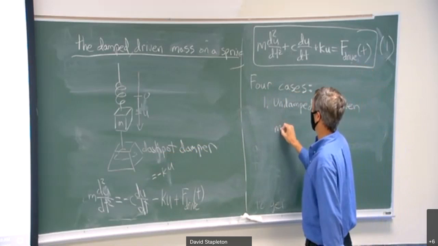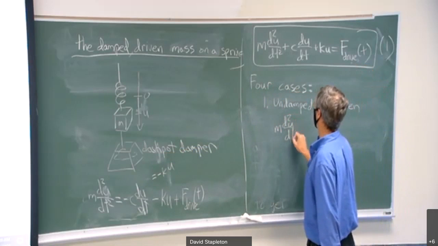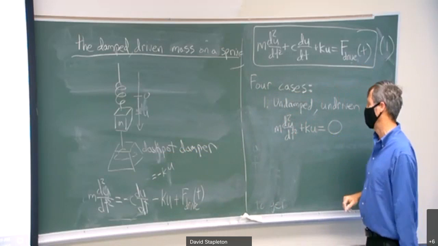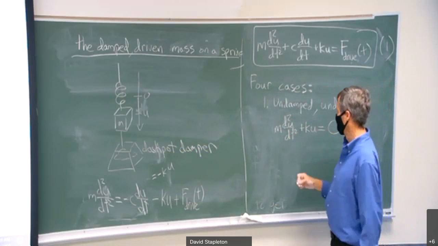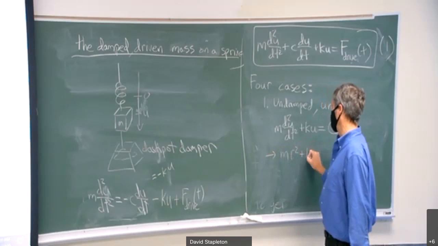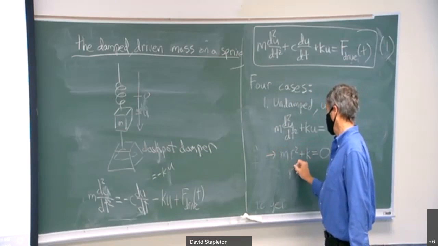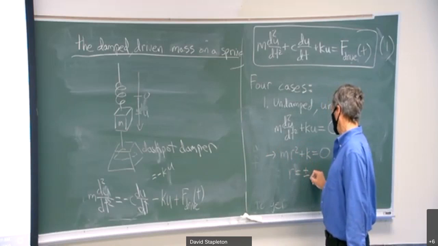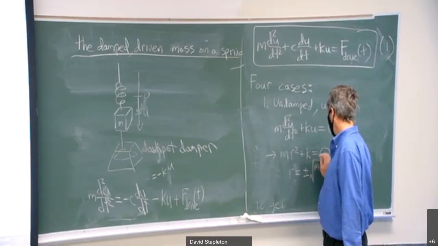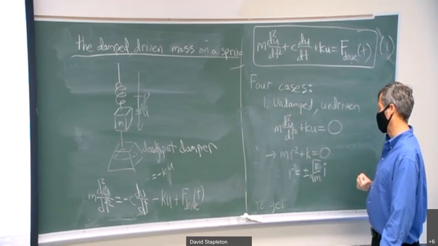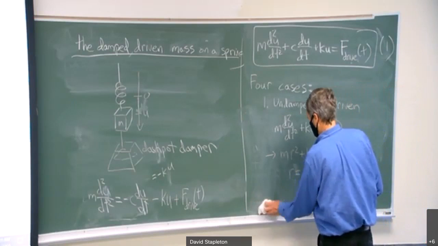Then the equation reduces to this: m d squared u/dt squared plus Ku equals 0. And how do we solve that one? It's very easy, right? Constant coefficients. You write this with the characteristic equation: m r squared plus K equals 0. You get r squared, r equals plus or minus square root of K over m times i for the solutions of the characteristic equation.